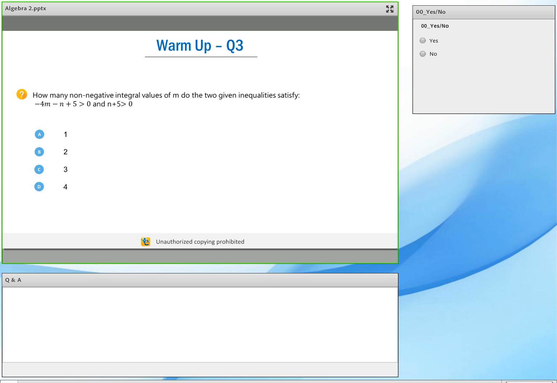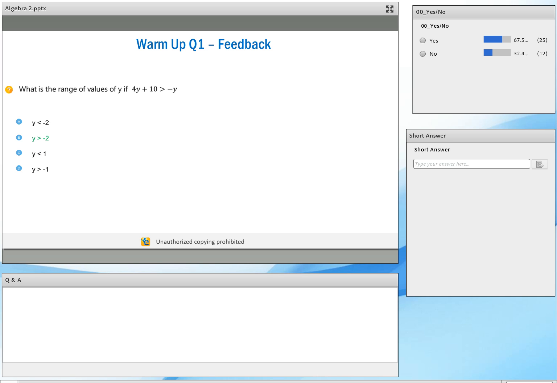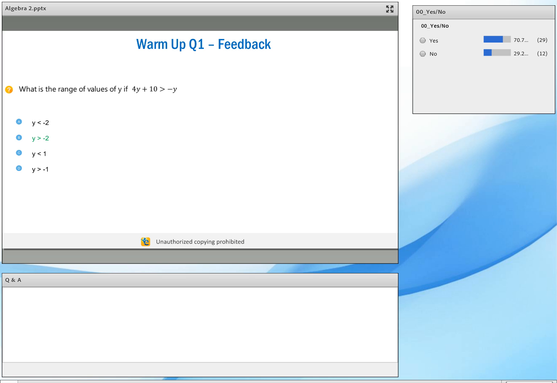So, how were these questions? Did you feel confident? How many of you felt confident about answering these 3 questions? Click yes if you felt confident. Okay, good. Most of you felt confident, well, 67% of the class. All right, so let's talk about these questions here, and I'm going to show you the answers that you select.